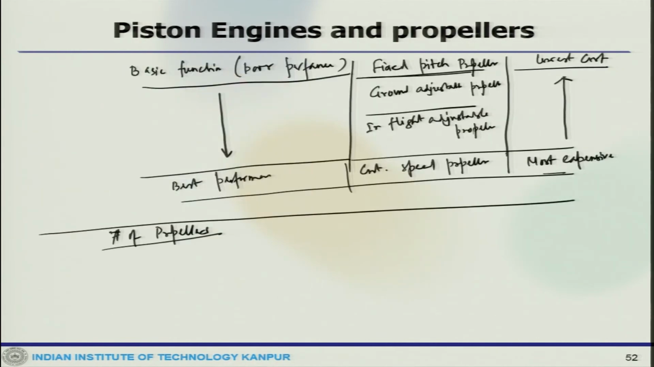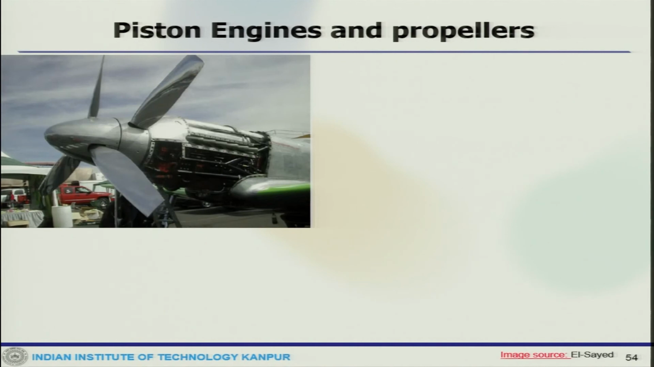Or we can have a double contra rotating propeller. This is a double contra rotating propeller. So, this is the Rolls-Royce Griffon powered P55 propeller.